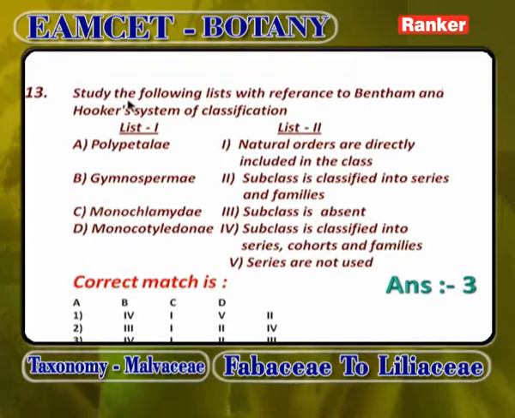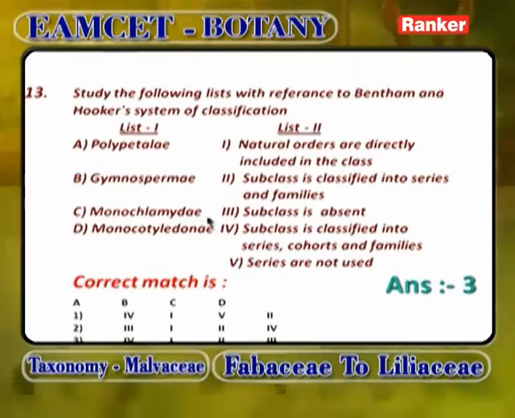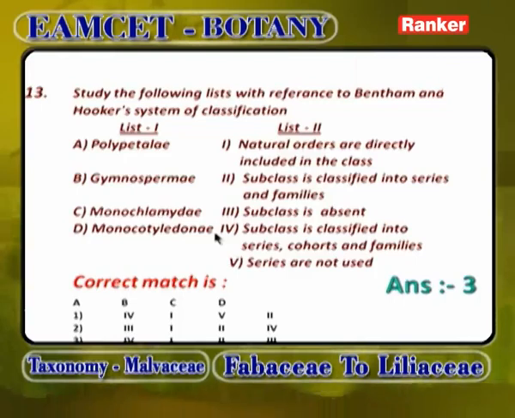Now coming to another matching. Study the following list with reference to Bentham and Hooker's system of classification and identify the correct ones. Polypetalae, Gymnospermae, Monochlamydeae, Monocotyledonae. Natural orders are directly included in the class. Subclass is classified into series and families. Subclasses are absent. Subclass is classified into series, cohorts and families. Series are not used. Answer is 3.